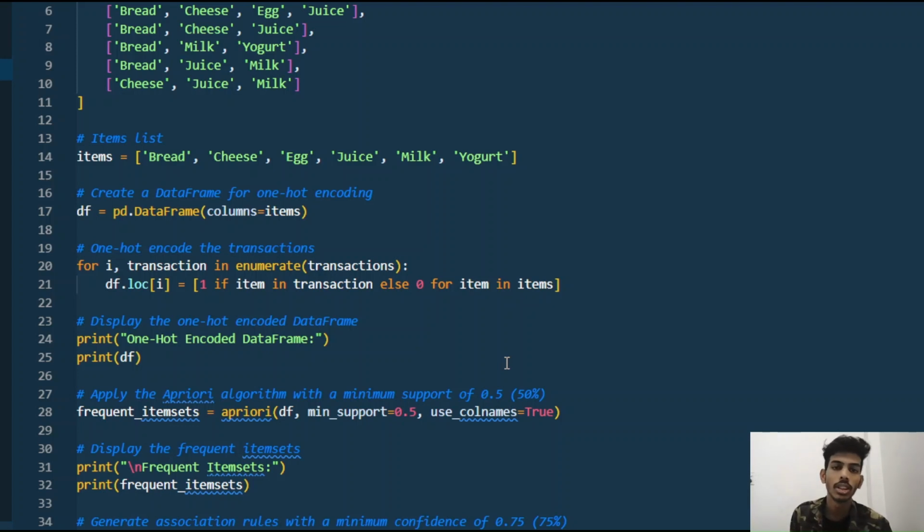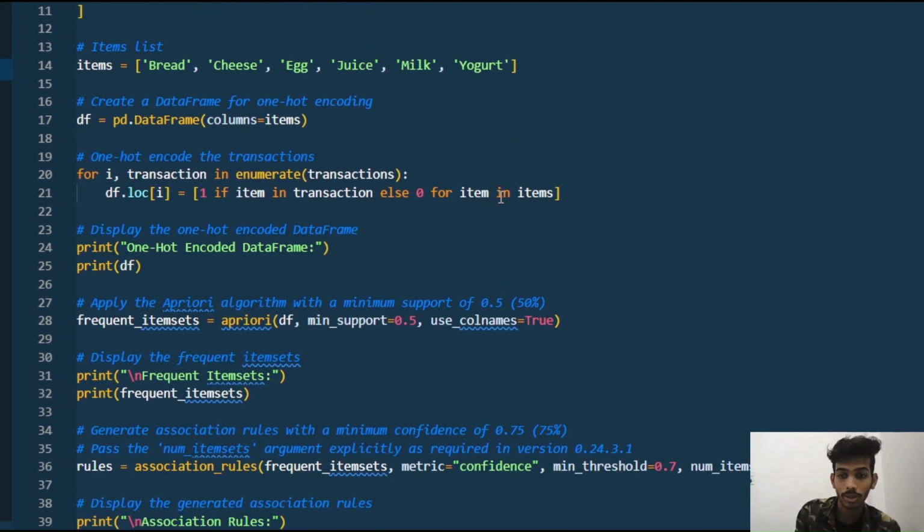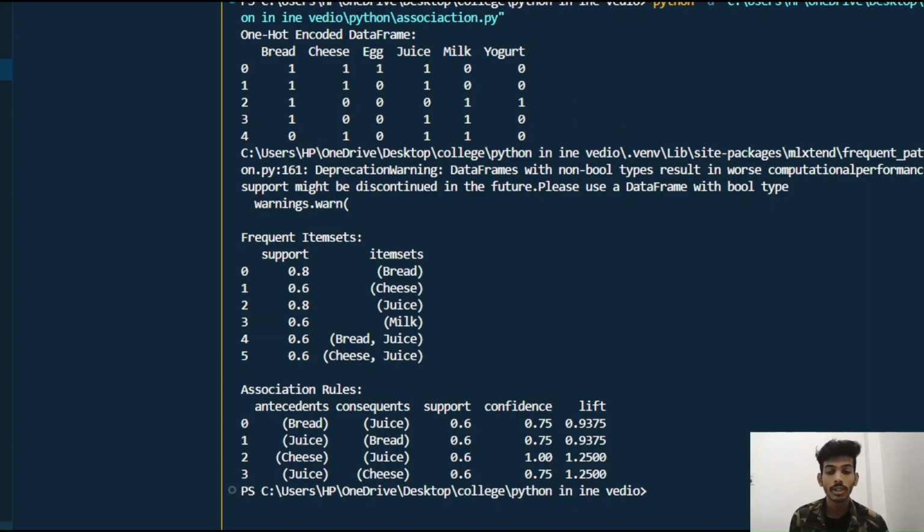As you see on the screen, there is the program of association rule mining. We take the transactions bread, cheese, egg, juice, the same as the question we solved above, with the same minimum support count and confidence. As you see on screen, we find the dependency of item bread to juice with 75% confidence, juice to bread with 75% confidence, cheese to juice with 100% confidence, and juice to cheese with 75% confidence.